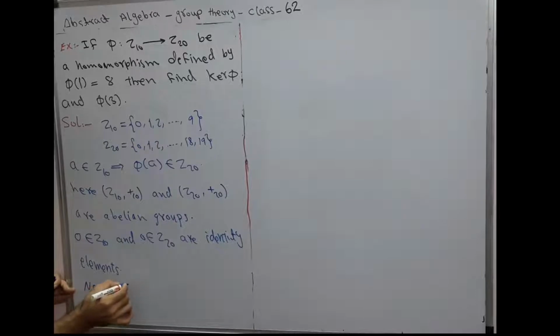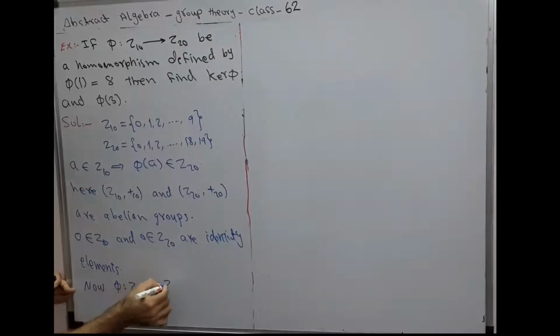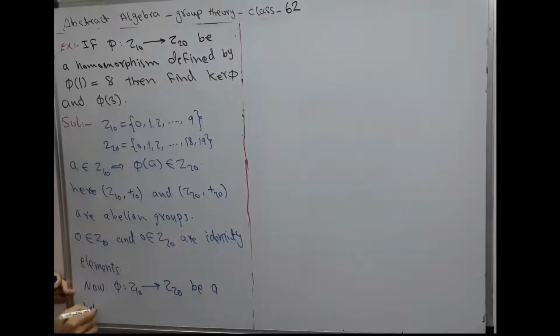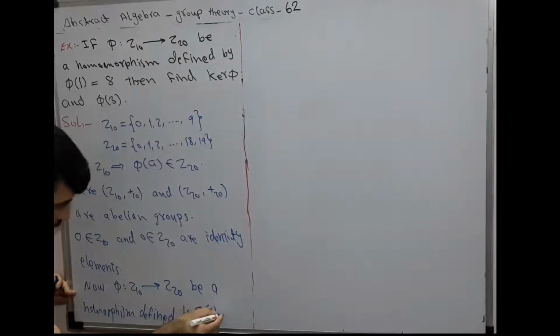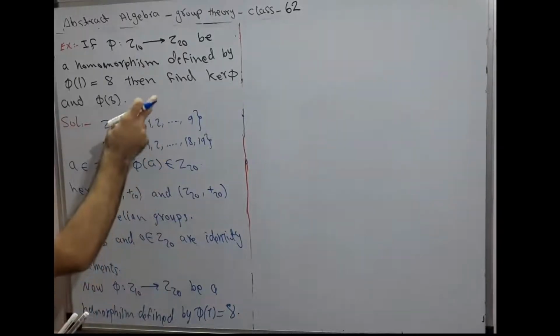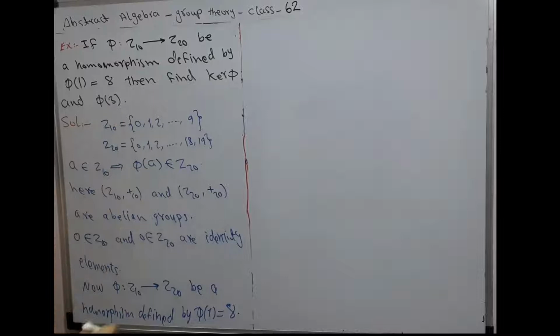Now phi such that Z10 to Z20 be a homomorphism defined by phi of 1 is equal to 8. It is given in the statement. Here actually we analyze that example. Now we want to find phi of 3 and kernel of phi.